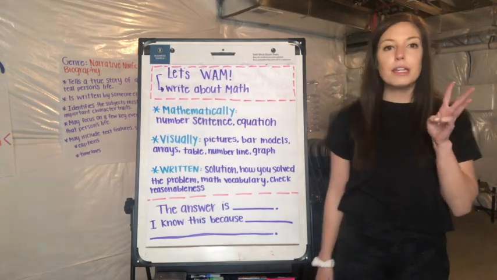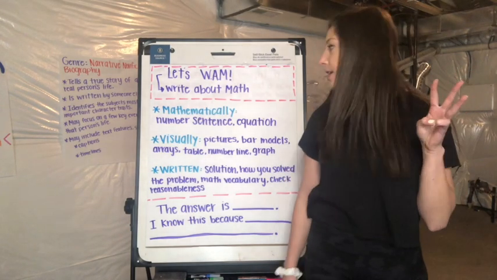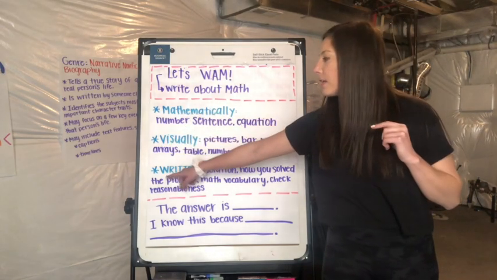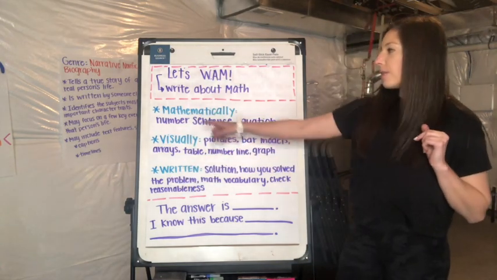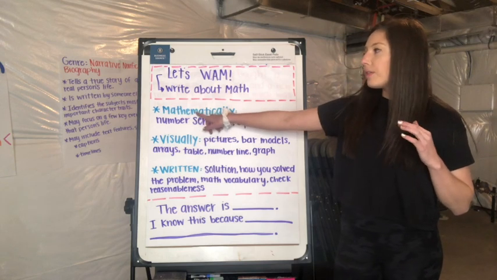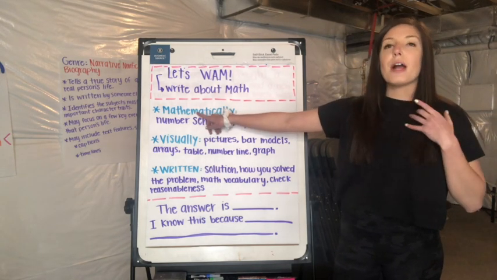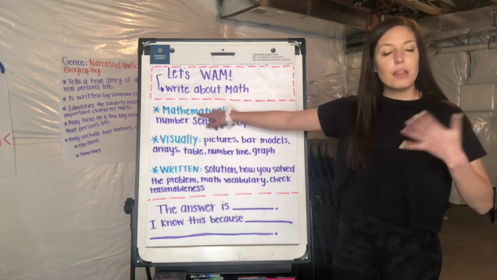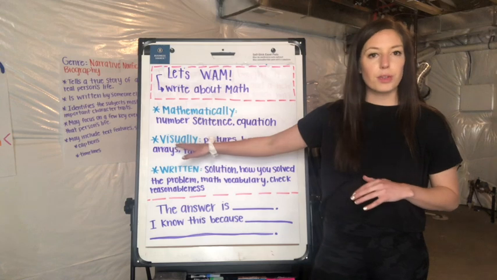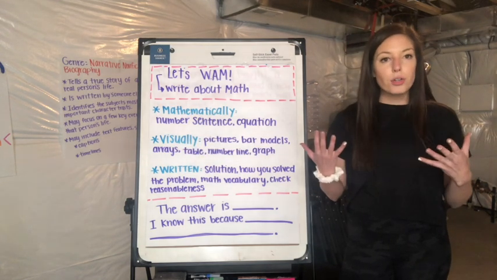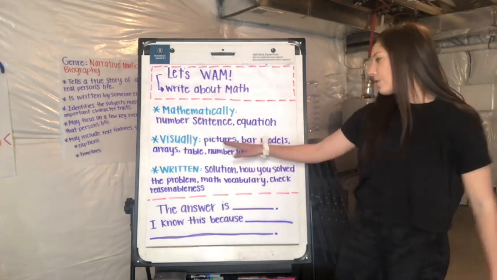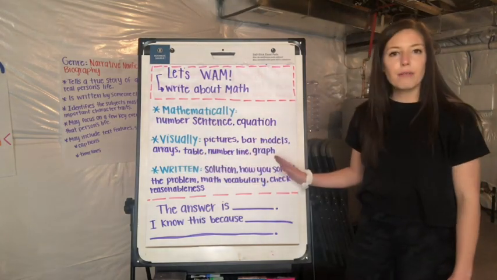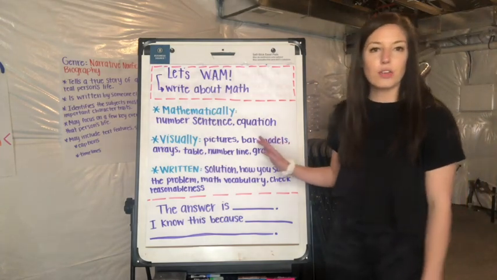Now there are three important things that go into this little strategy, and I abbreviate them with an M, a V, and a W. M stands for mathematically, so the first part is writing your number sentence. You're going to read your problem, and then write your equation. The V stands for visually. This is how you're going to model what you're solving. You can use pictures, bar graphs, bar models, arrays, a table, a number line, a graph.